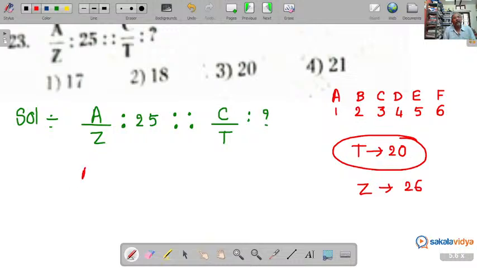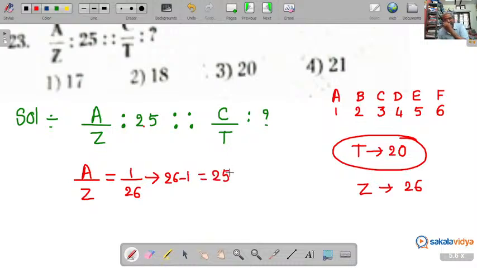So how do you relate A by Z becomes 25? A code number is 1, Z code number is 26. How do you get 25? With the help of 1 and 26, very simple manner. Subtract 1 from 26. 26 minus 1, you are getting 25. This is the rule. The same rule has to be applied for this one also.